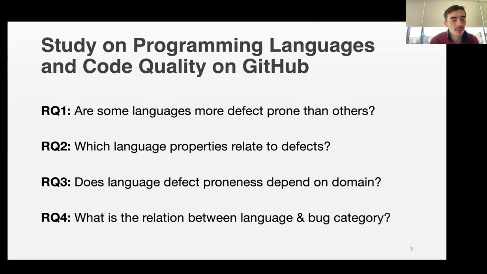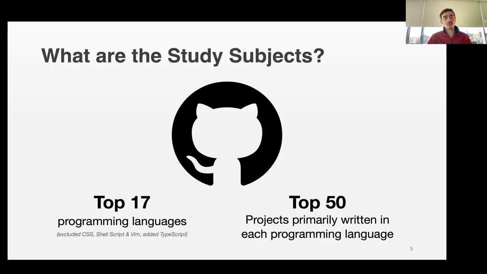They present four research questions. In the first research question, they try to understand if there are some programming languages that are more defect prone than others. They also try to understand which are the language properties that can relate to these defects. Do language defect proneness depend on the domain? We'll see what domain is in a second. And they try to see if there is a relation between a programming language and the bug category that they may have. So what was the methodology that they followed?